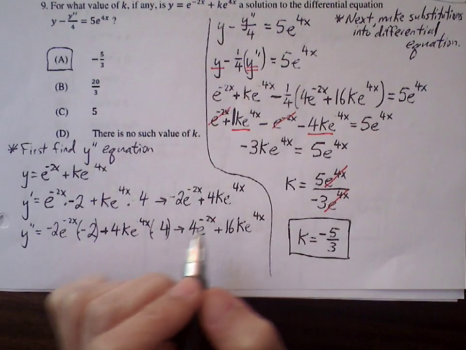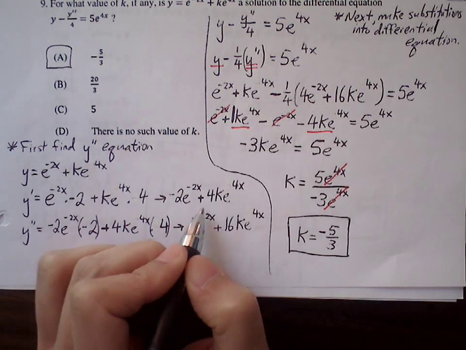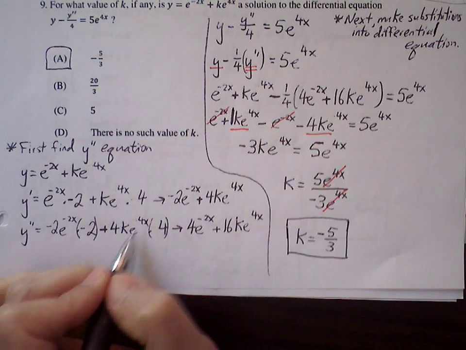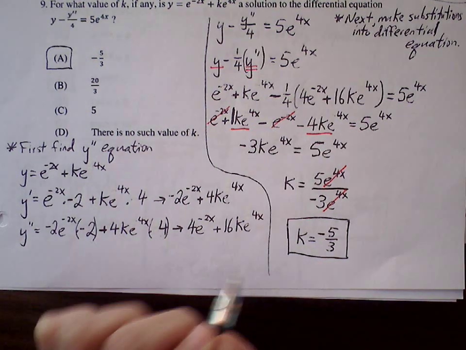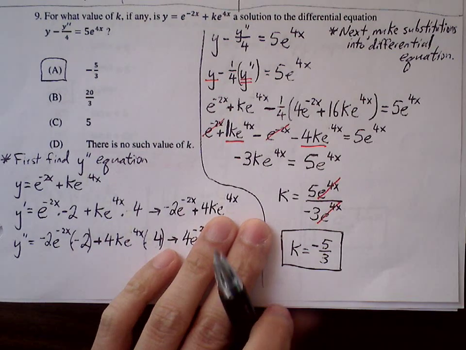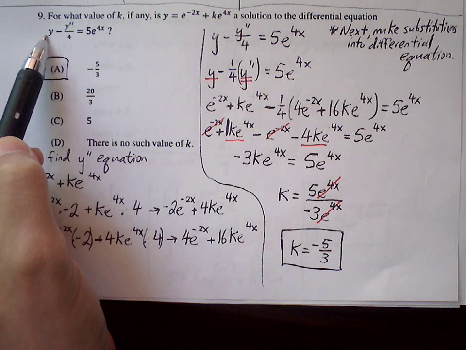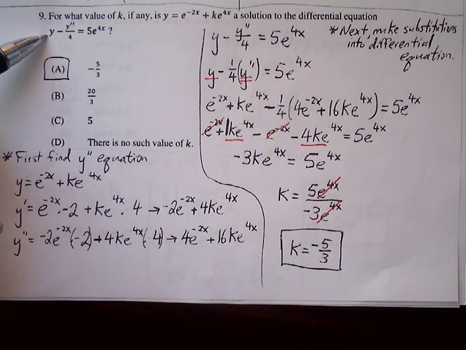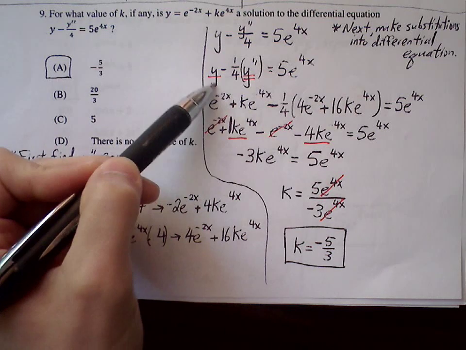Moving our way to our second derivative, e to the negative 2x becomes e to the negative 2x times negative 2. E to the 4x becomes e to the 4x times 4. Clean this up. We get 4e to the negative 2x plus 16k e to the 4x. All right, let's make our substitutions here. So we'll replace y with our original equation, e to the negative 2x plus k e to the 4x. That's here.